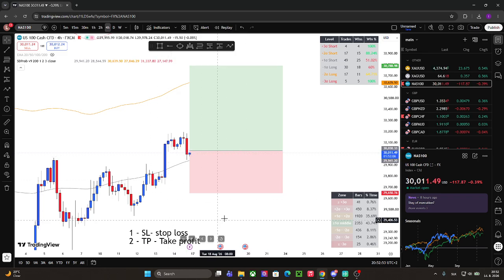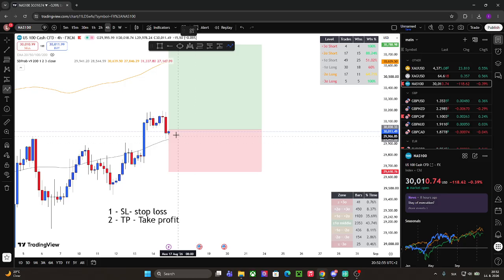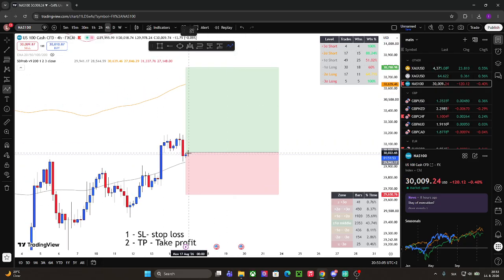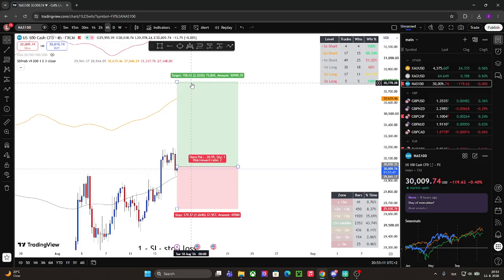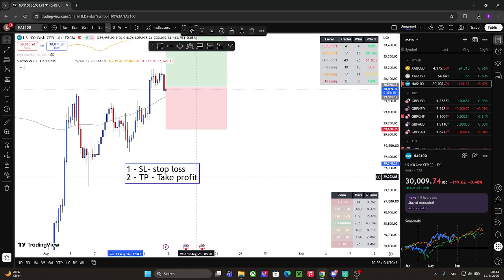So what does that mean? Basically, you are risking, let's say, $1. So if price goes down here, you lost $1. But if price comes up here, you win $2. So you are risking $1 to make $2. So let's write that down. RR, risk to reward ratio.